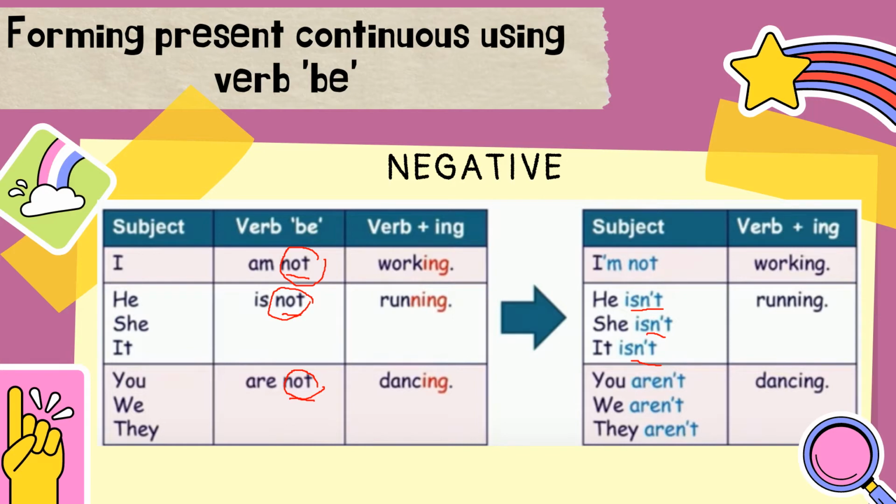What about are not? You are not, you aren't. We are not, we aren't. They are not, they aren't. But as usual, they still bring the same meaning. You can either use the full form or contractions. They are both correct. Okay? I hope you are able to understand this rule.